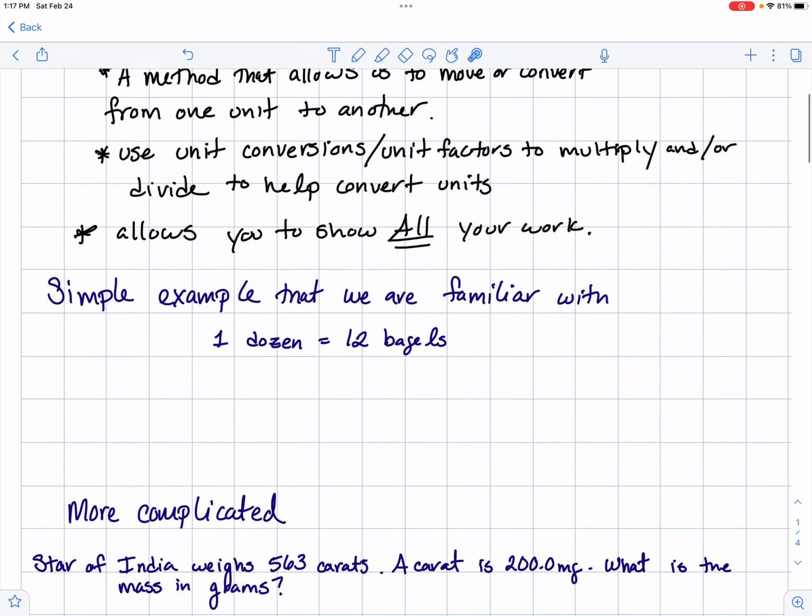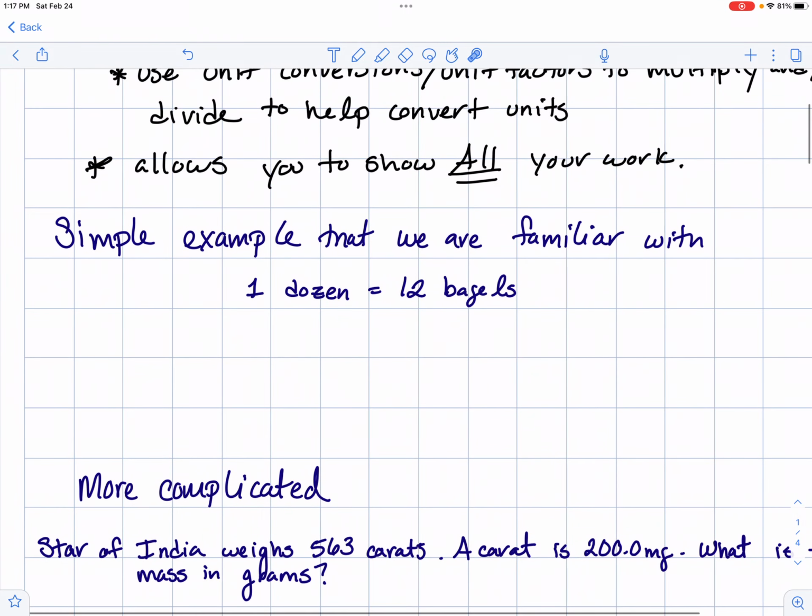So I'm going to start with a really simple example of using dozens. So dozens is a unit that we're all pretty familiar with. And 1 dozen is equivalent to 12. So for this simple example, we're going to talk about bagels. So 1 dozen bagels is 12 bagels.